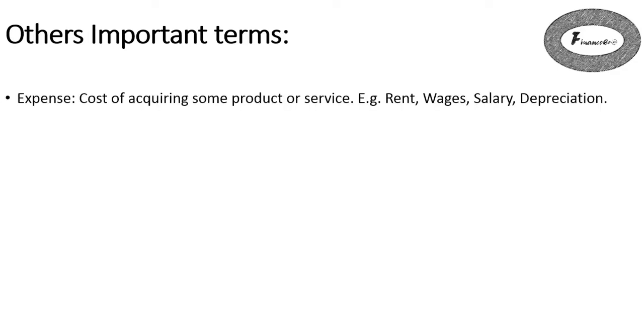Let us discuss some of the important terms in accounting. The first term is an expense. What is an expense? It is generally the cost of acquiring some product or service. Some common examples of a business expense are rent, wages, salary of people, depreciation. While rent, wages and salary are cash expenses, depreciation is a non-cash expense.